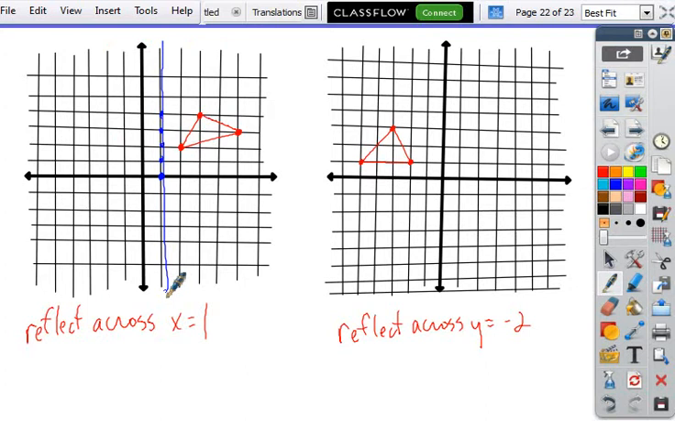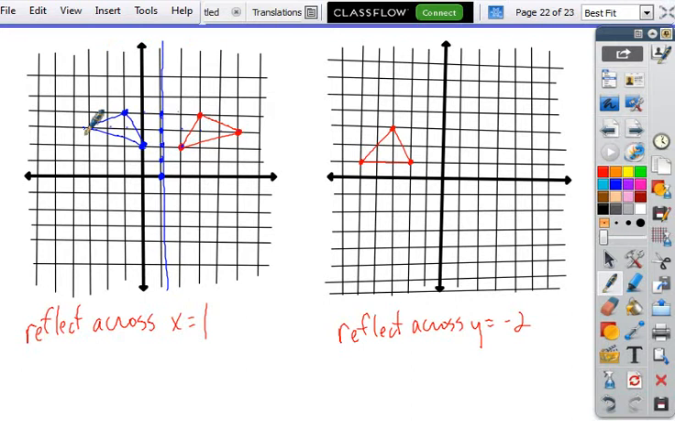So, how can I reflect this across x equals 1? See how far these points are from that line. This point right here is 1 space away, so I go 1 space on the opposite side. This is 2 spaces away, so I go 2 spaces over there. This one is 1, 2, 3, 4. You got your figure reflected.